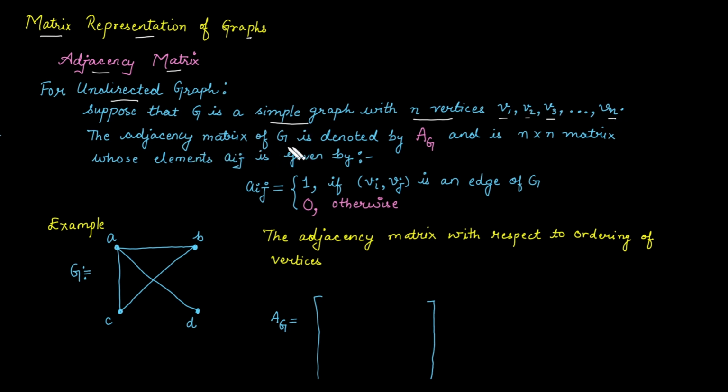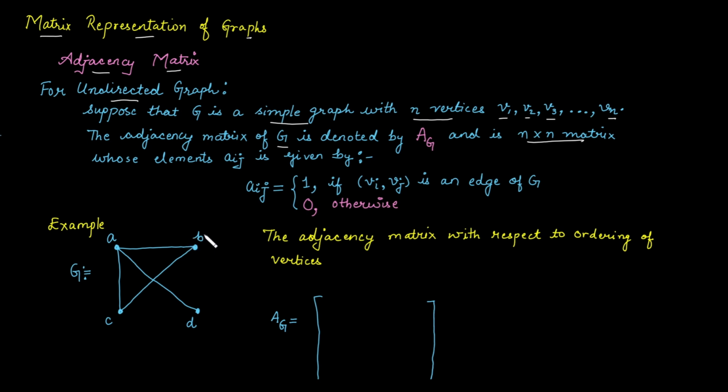The adjacency matrix of the graph is denoted as capital A with a subscript G, and it is an n cross n matrix whose elements are either 1 or 0. The entry is 1 if the ith and the jth vertex are adjacent, means if there is an edge between the ith and the jth vertex. Otherwise, we will write it as a 0.